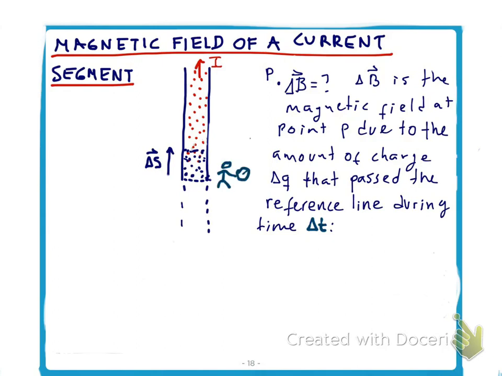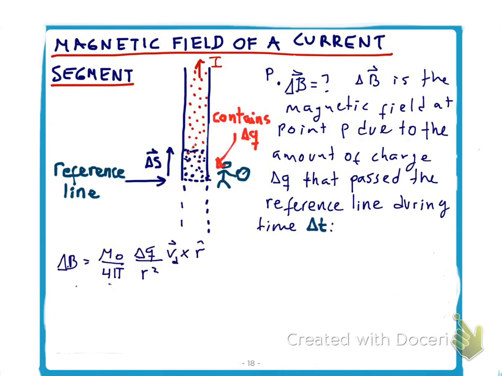passed a reference line. So we're going to have a little guy here counting the charge that passes through a particular reference line in a certain amount of time, delta T. Okay, so that amount of charge, we're going to call it delta Q. So we know what the magnetic field is produced by a point charge. A point charge with an amount delta Q produces a magnetic field in space at a distance r in a particular direction determined by r hat. If the charge is moved with velocity v, then this is the equation that we saw before. The Biot-Savart equation tells us how much is the magnetic field.